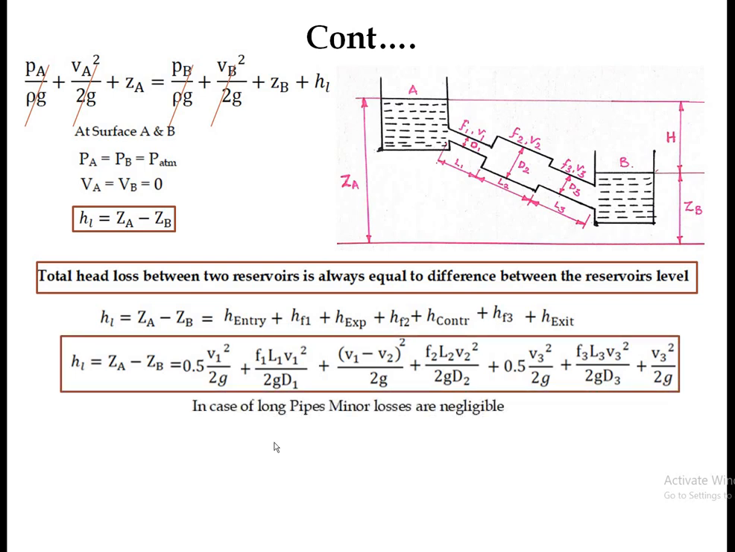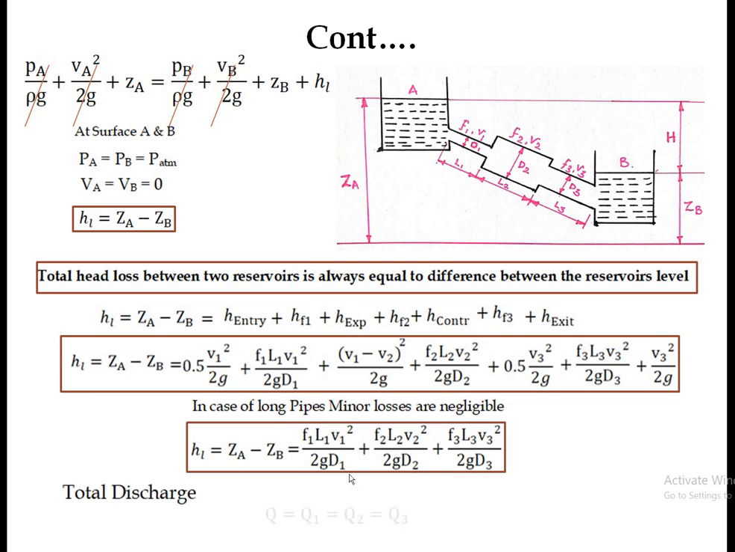Earlier we have already discussed that for long pipes the minor losses are negligible, so therefore the total head loss equals F1 L1 V1 square upon 2g D1 plus F2 L2 V2 square upon 2g D2 plus F3 L3 V3 square upon 2g D3. So we have neglected all these minor losses. So this is the equation.